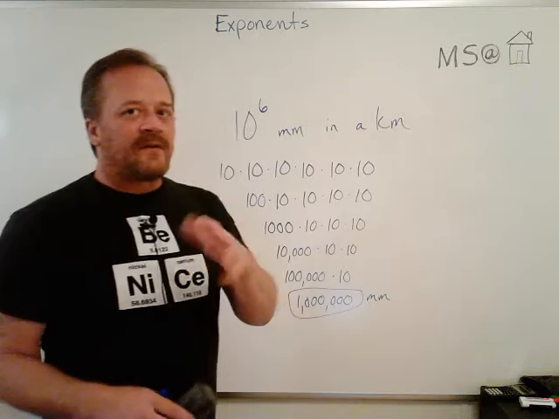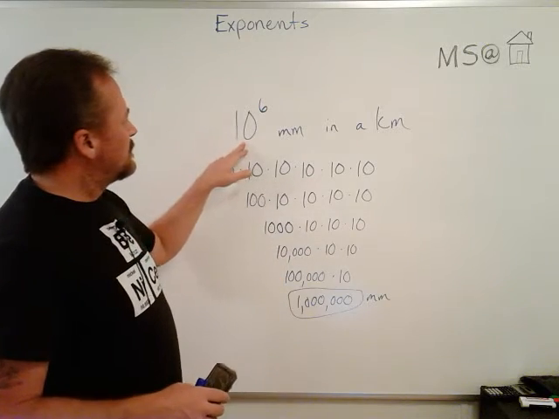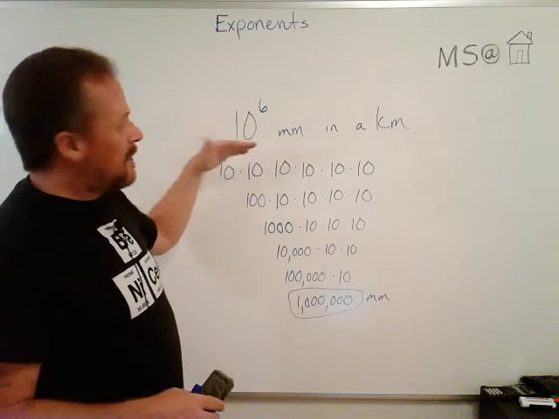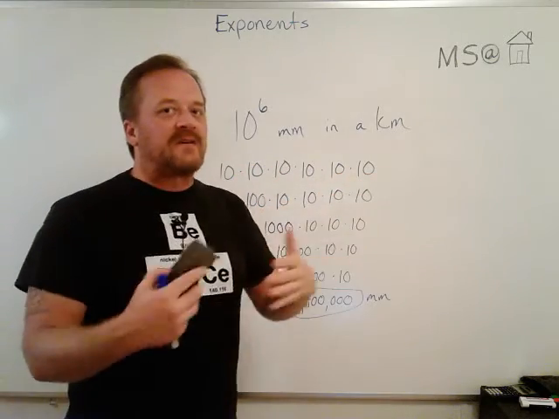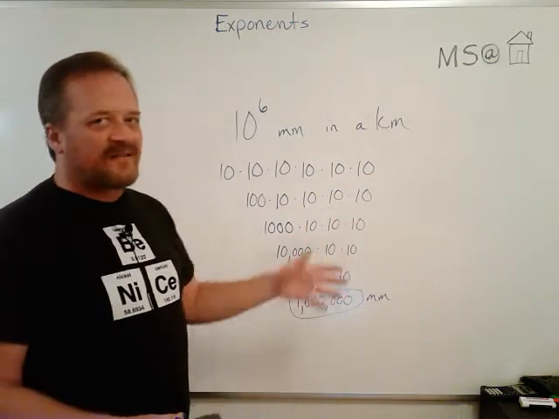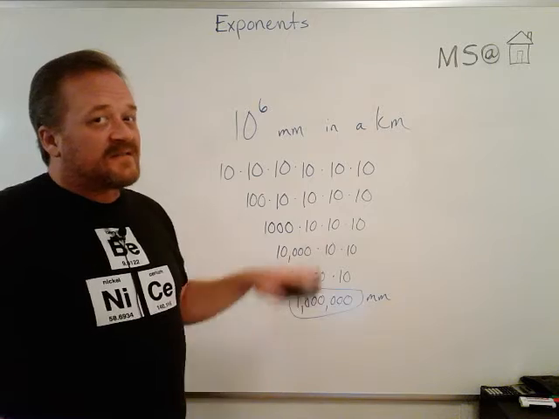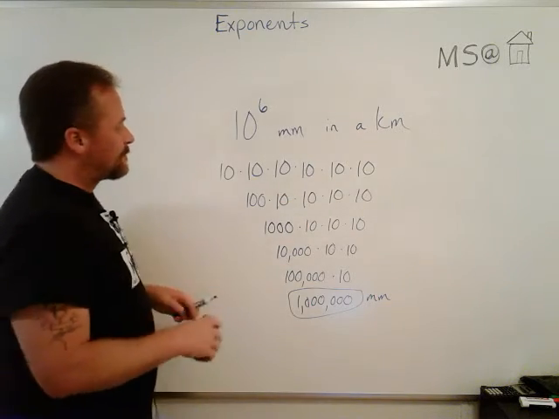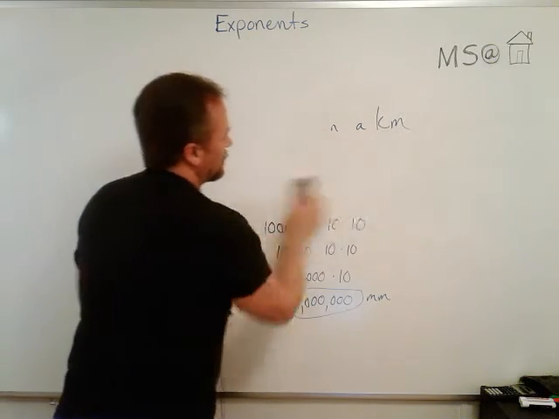Whenever you're matched with a 10 to the something power, go ahead and practice this. Add a 0 every time you multiply a 10. Try not to whip out your calculator yet. This is good practice for stuff. Okay? All right, next one.